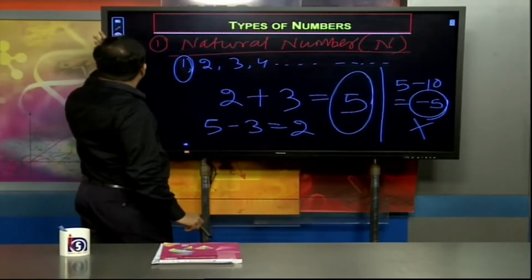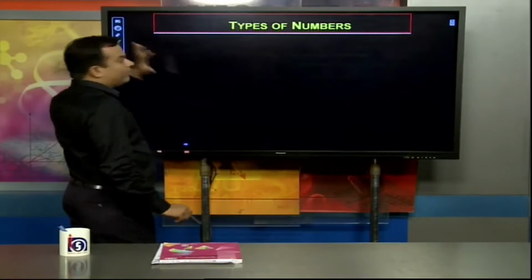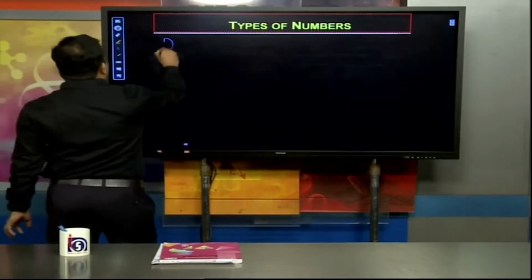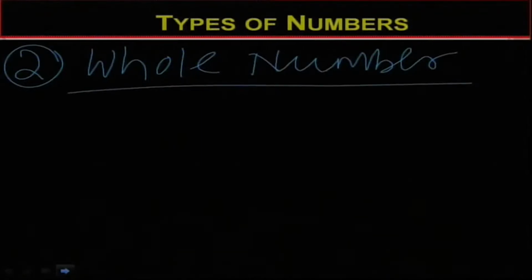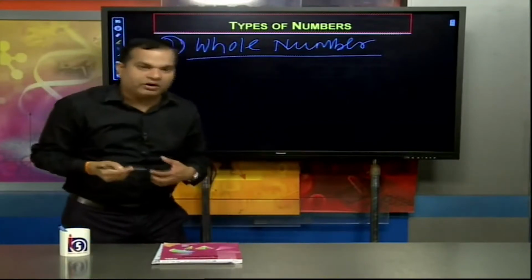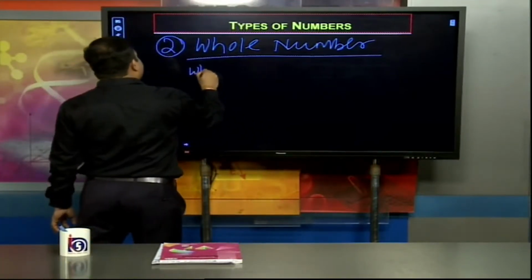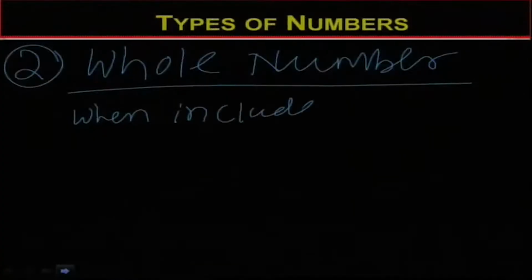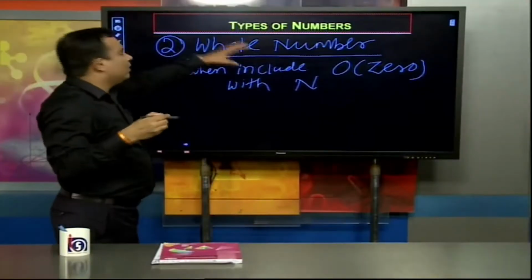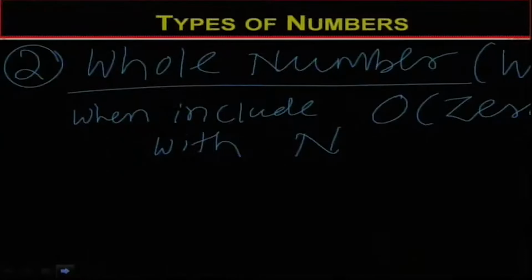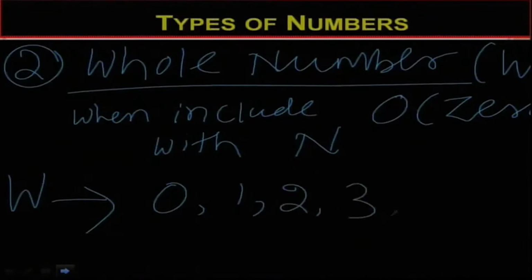The second category of numbers is known as the whole numbers. Whole numbers are generated when we include 0 with the natural numbers. In simple language, when we include 0 with the natural numbers, this is known as the whole numbers, and in general it is written as W, which starts from 0, 1, 2, 3, 4, and so on.